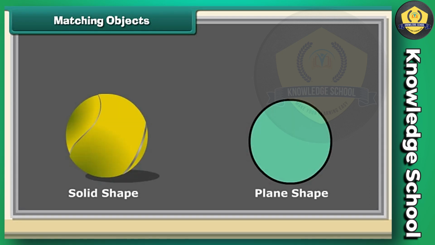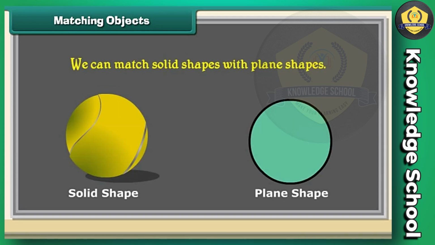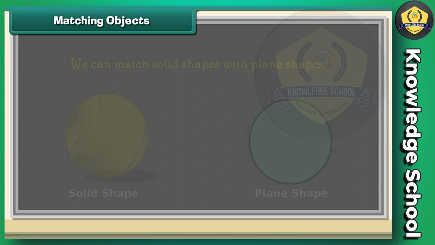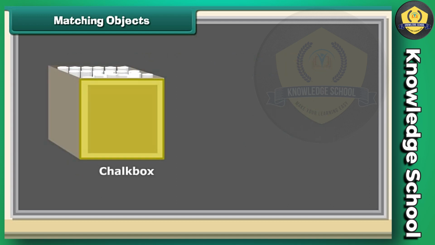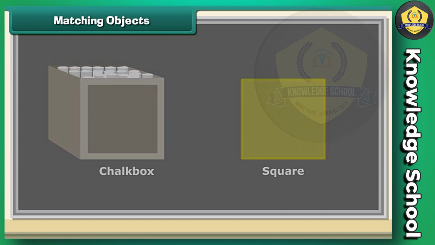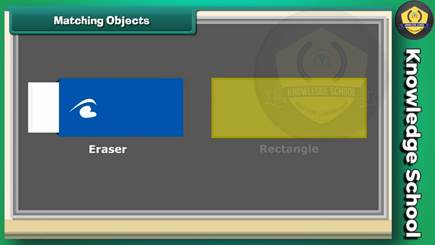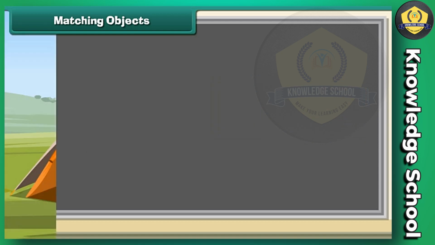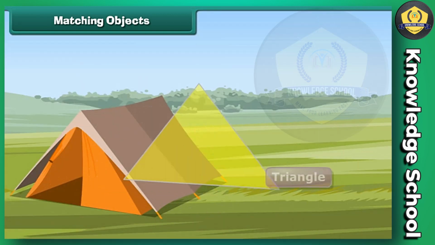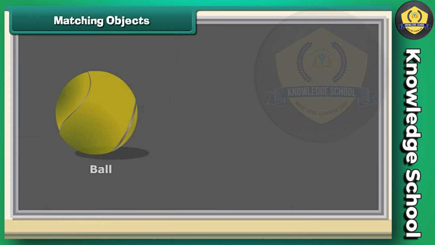Matching objects. We can match solid shapes with plain shapes. We can match a chalk box with a square. We can match an eraser with a rectangle. We can match a tent with a triangle. We can match a ball with a circle.